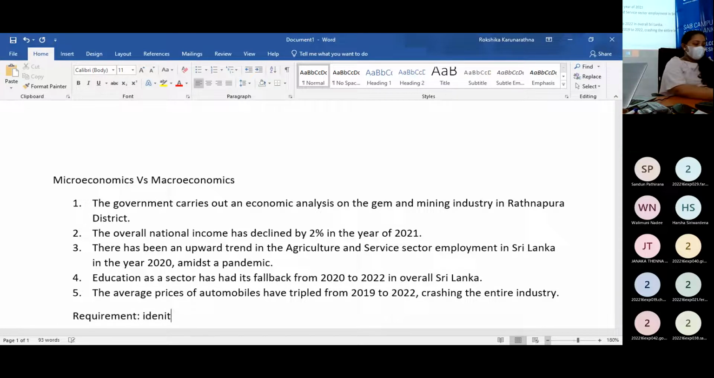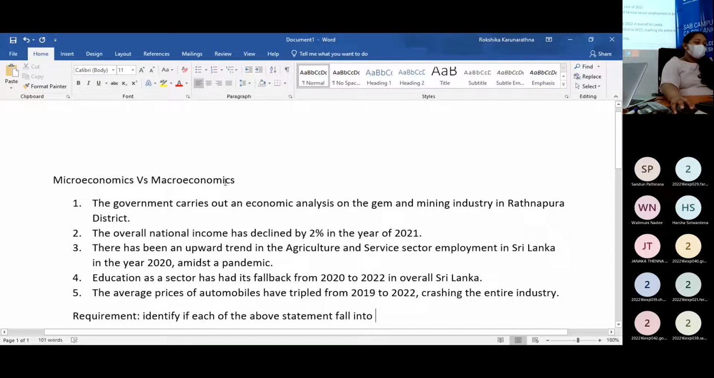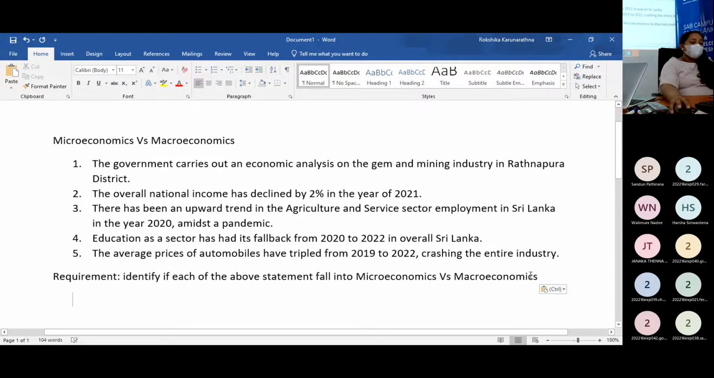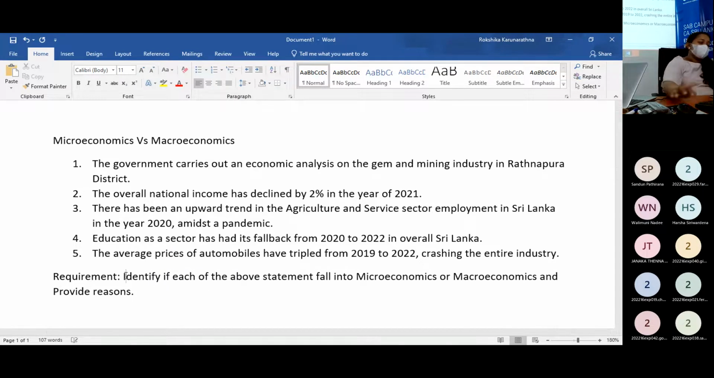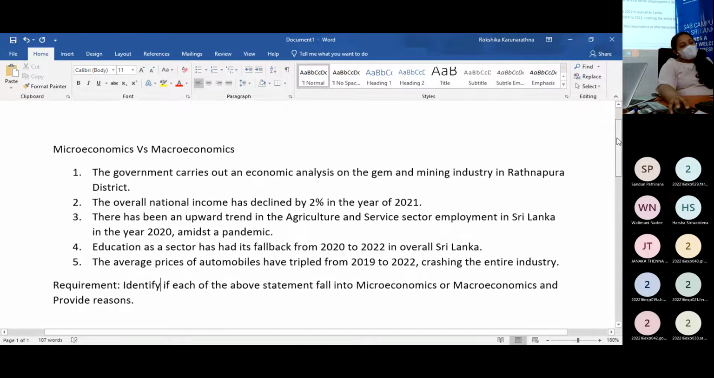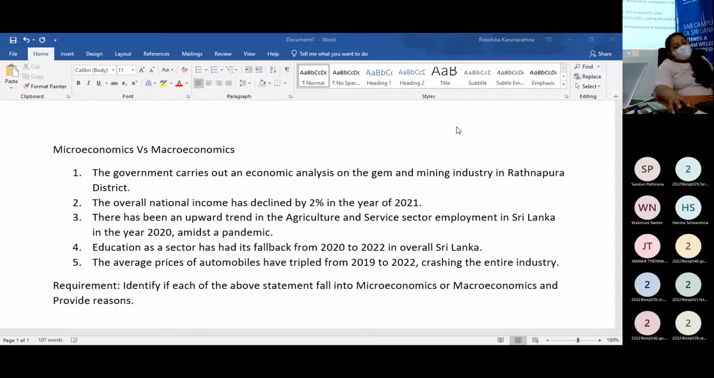Identify whether the above statements fall into microeconomics or macroeconomics, and provide reasons. Get into pairs and discuss this.